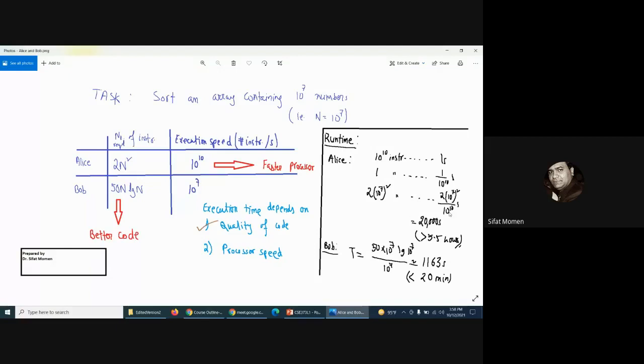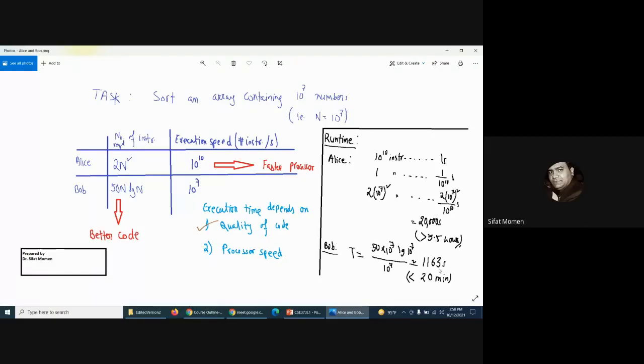Similarly, I can also find out the runtime taken by Bob's algorithm. So how do we do that? See, Bob uses a processor that executes 10 to the power 7 instructions per second. So 10 to the power 7 instructions in 1 second, one instruction in 1 by 10 to the power 7 seconds, and 50n log n instructions take 50n log n divided by 10 to the power 7. That is 50n, n is 10 to the power 7, log of n, n is 10 to the power 7, divided by 10 to the power 7. Correct, Nakina? Yes, sir.